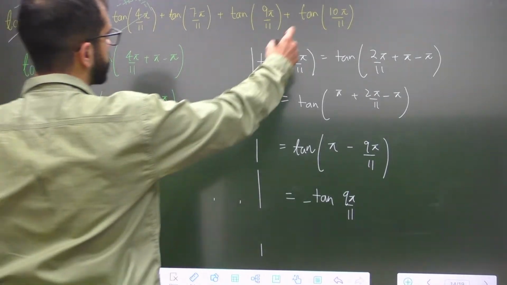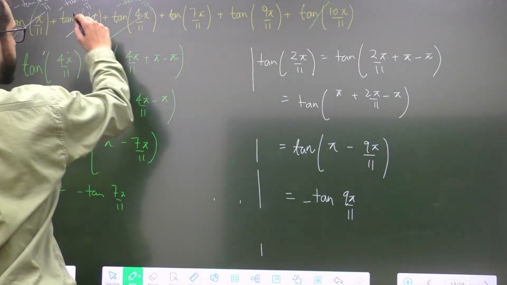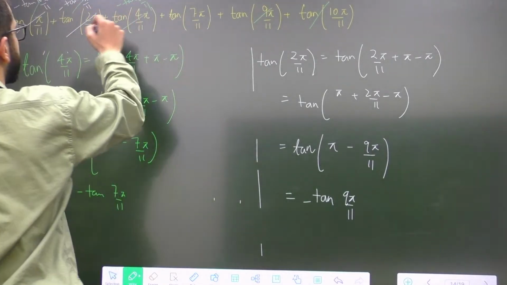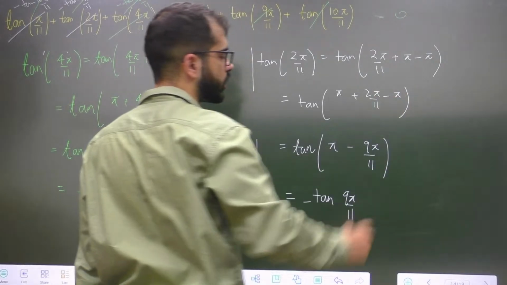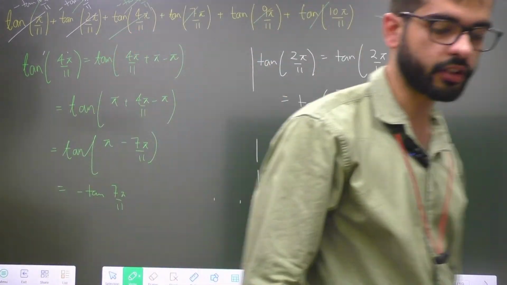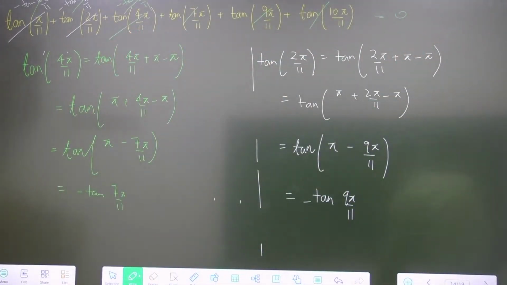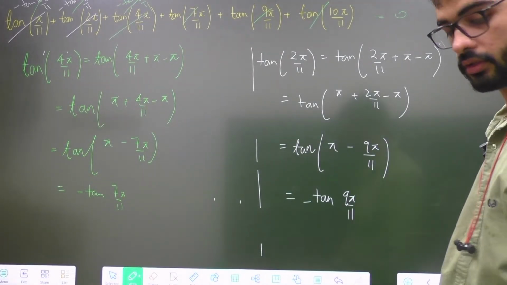Minus tan theta plus tan theta gets cancelled. Minus tan phi plus tan phi gets cancelled. Minus tan gamma plus tan gamma gets cancelled. So the final answer will be 0. I hope that's clear. If you have any doubt, feel free to comment. Okay, let's move forward.